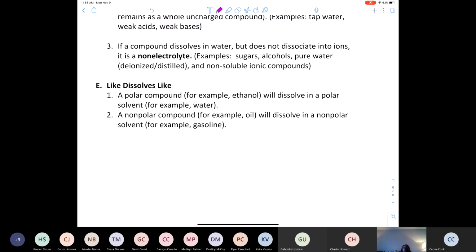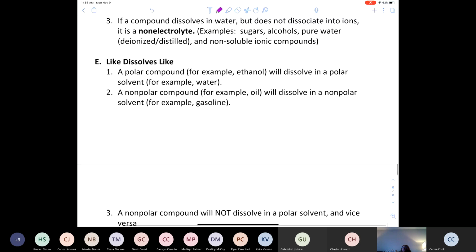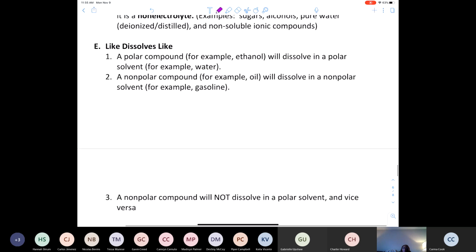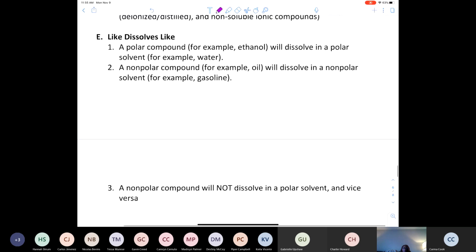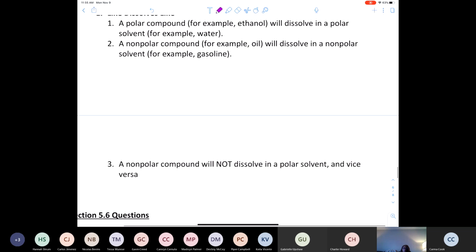And so one of the rules that we learned previously in a lab that we did this semester, in judging whether or not water will be dissolved or miscible with ethanol, for example: if both of the substances are polar, then they will dissolve in each other, based on the simple rule like dissolves like. So a polar compound like ethanol will dissolve in a polar solvent like water. A nonpolar compound will dissolve in other nonpolar substances like gasoline. But oil, being nonpolar, will not dissolve in water.